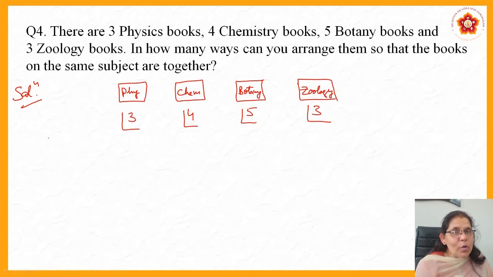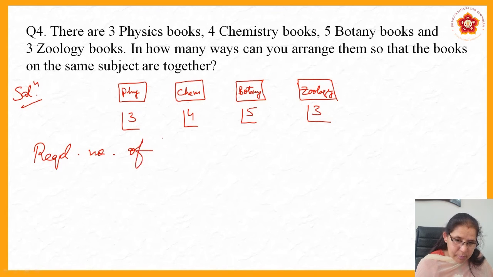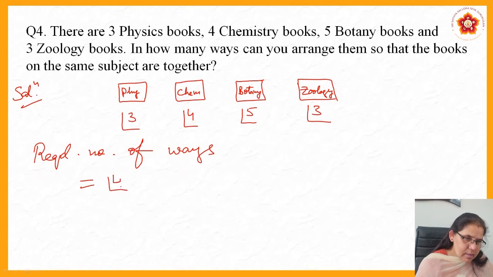Now, what are the number of ways in which these 4 units be arranged? So, 4 units can be arranged in factorial 4 ways. So, required number of ways, factorial 4. 4 units, I said, they can be arranged in factorial 4 ways.